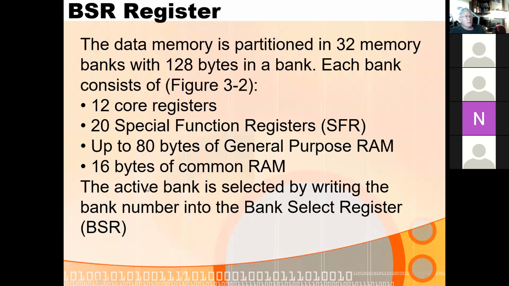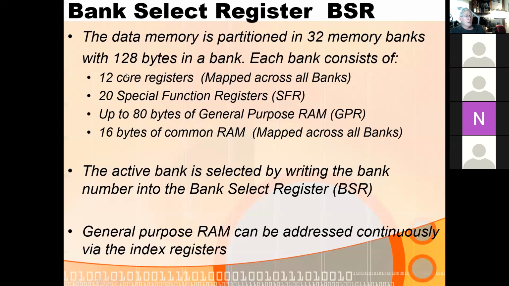All right. So basically, our data memory, including all of our functional registers for our various modules and our core modules, they're all partitioned across 32 memory banks with 128 bytes in every bank. And each bank, again, has 12 core registers, 20 special function registers, and up to 80 bytes of general purpose RAM. And then at the very top, 16 bytes of common RAM mapped across all banks. 12 core registers mapped across all banks, upper 16 mapped across all banks, but the 20 special function registers and the 80 bytes of general purpose RAM are bank specific.